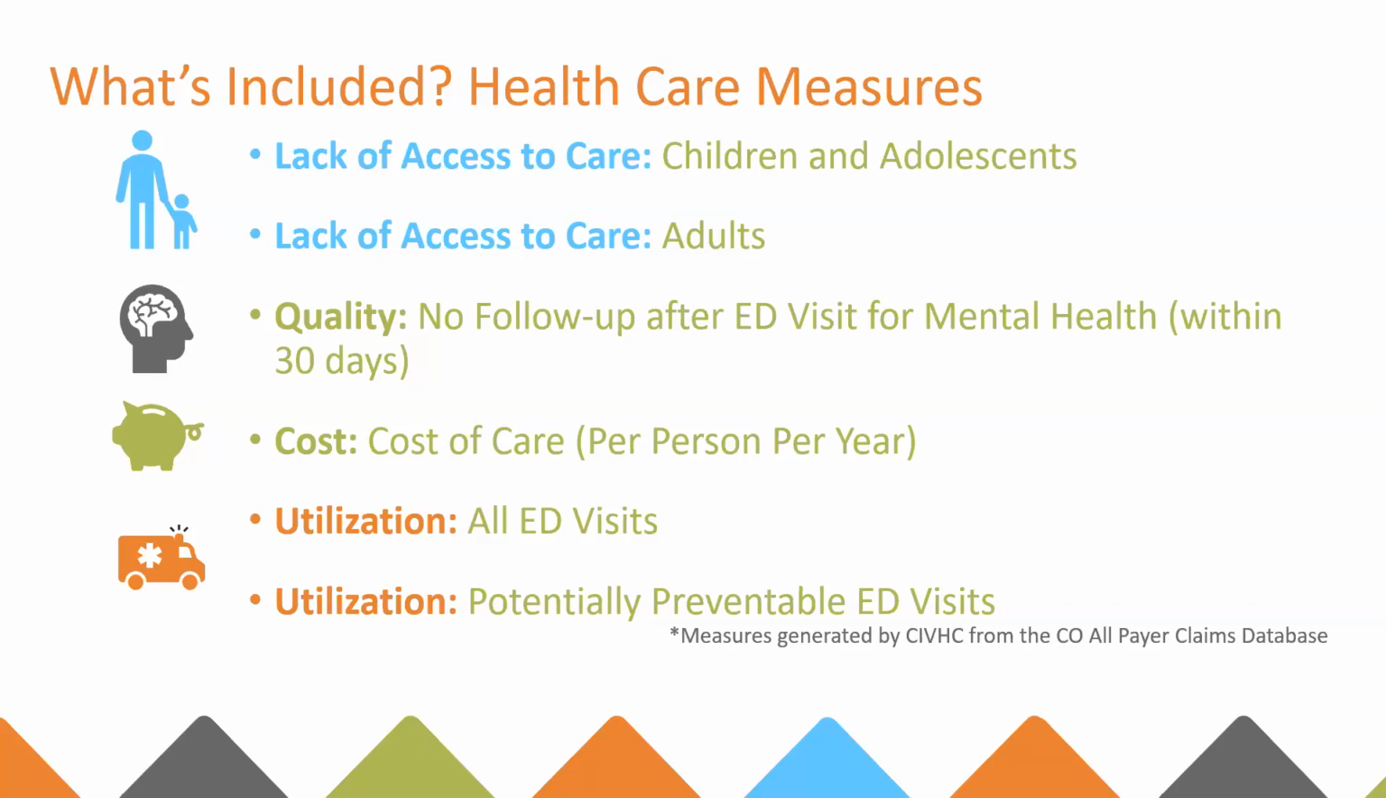For the quality measure, we looked at folks who were going to the ED for mental health services and whether or not they were getting a follow-up visit with their primary care physician or with other provider within 30 days. We also looked at cost of care per person per year. So what does spending look like for people in certain areas? And then two utilization measures. One was all ED visits and then potentially preventable ED visits. And again, all of those were based on our community dashboard, which is also all brand new and up to date on our website too.